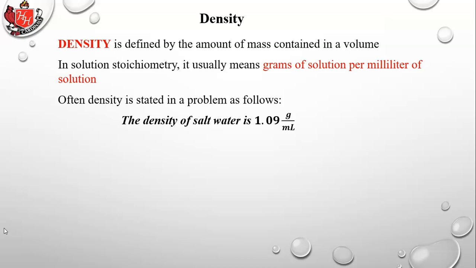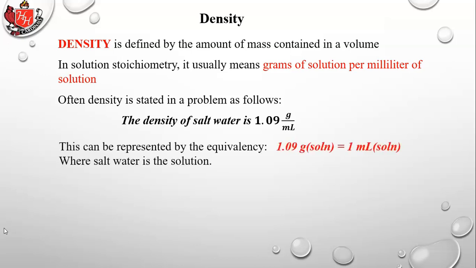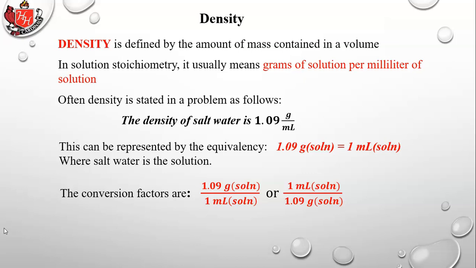But you can turn that into an equivalency. This can be represented by the equivalency 1.09 grams of solution equals 1 milliliter of solution, where salt water is the solution. Salt is the solute, water is the solvent, and salt water together is the solution. The conversion factors for that equivalency would be, hopefully by now this is automatic for you to be able to get conversion factors from an equivalency, you just put one over the other and then you flip it over.